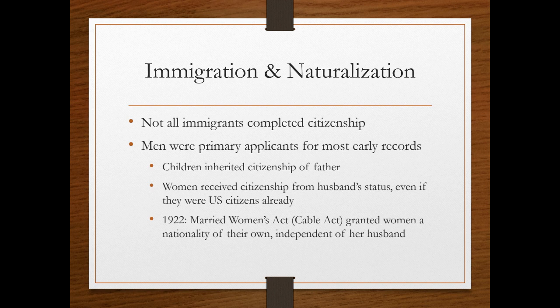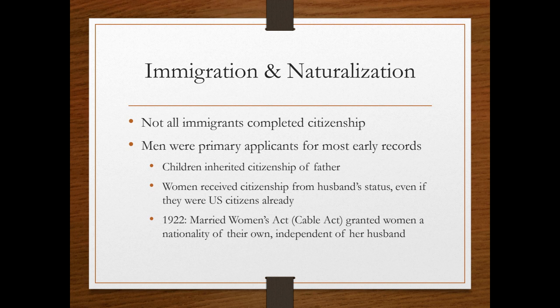So the other thing to remember is men are the primary applicants for most early records. That's because the children inherited the citizenship of the father at the time. And women actually received citizenship from their husband, even if they were U.S. citizens already. So if a woman who had always lived in the U.S., was born here, lived here, and got married to an immigrant who wasn't naturalized, she actually gained his citizenship for his country. So even without ever leaving the state, without ever leaving the country, she would become a citizen of another country entirely because of her husband.